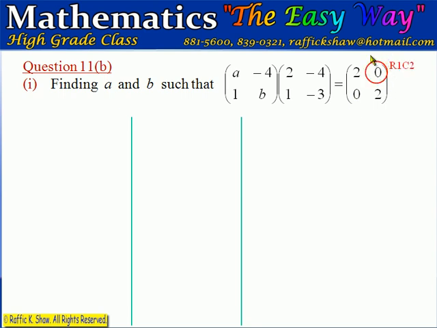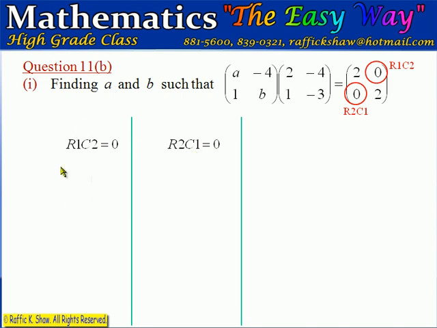And this is it. This 0 is obtained by multiplying row 1 by column 2. That is this row by this column. So we can go ahead and show that. Row 1 multiplied by column 2 is equal to 0. And this 0 is obtained by multiplying row 2 by column 1. That is this row by this column. And so we can show that row 2 multiplied by column 1 is equal to 0.